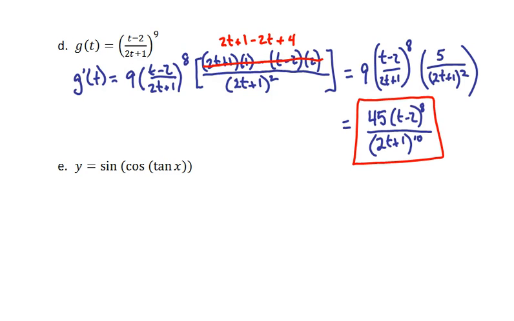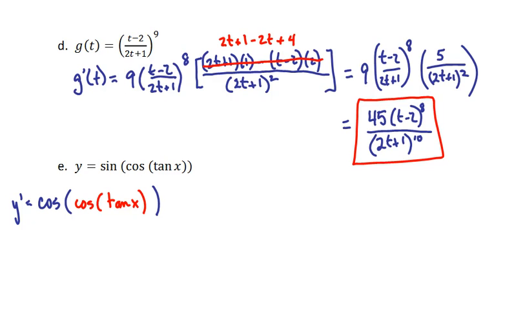Okay, for part E, we have a triple chain rule here where the inside most is tan, the middle is cosine, the outside is sine. So I'm going to take the derivative of the outside, which is sine. The derivative of sine we know is cosine, and we leave its inside alone. So it's the derivative of sine, which is cosine, times cosine of tan x.